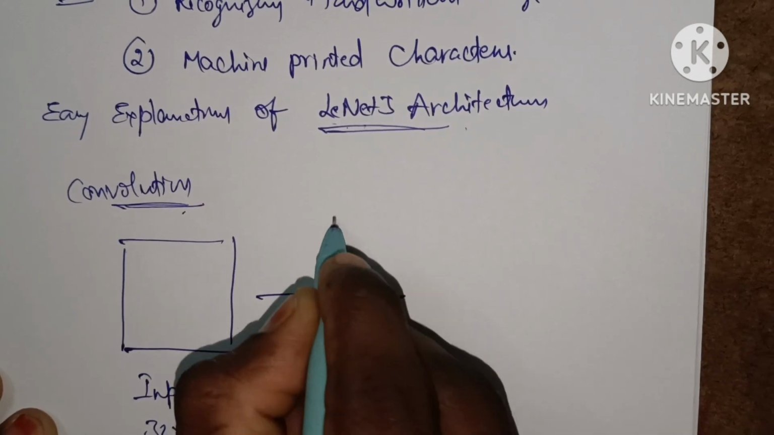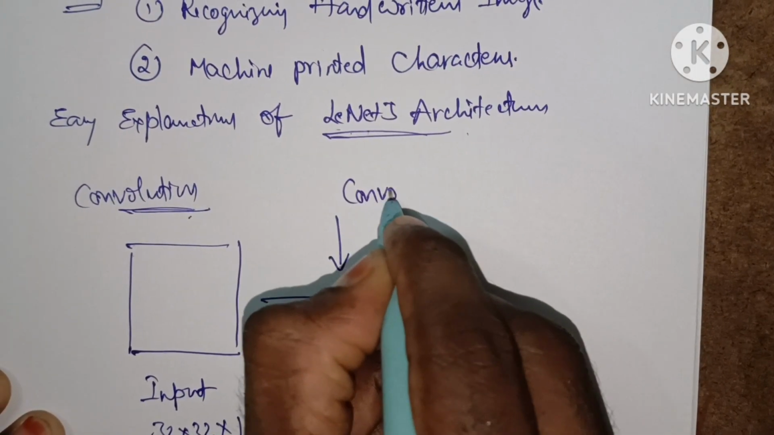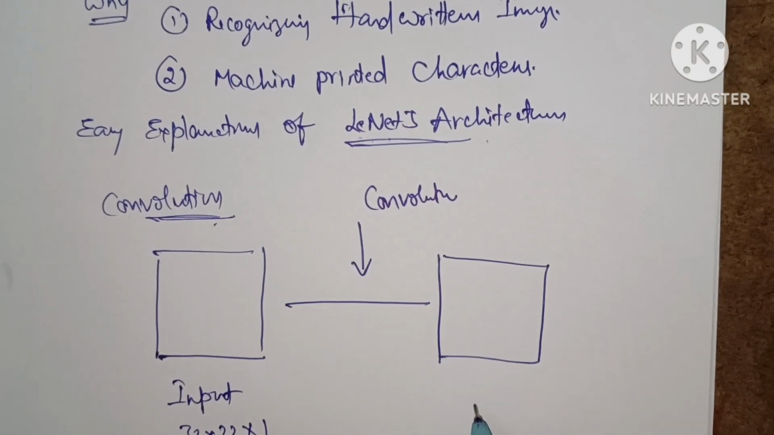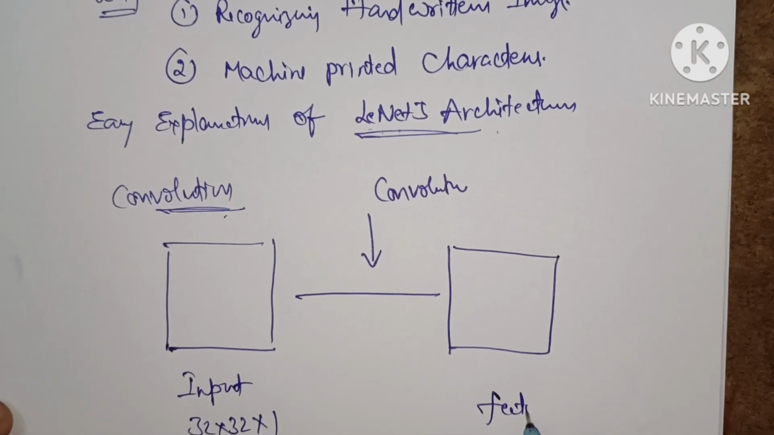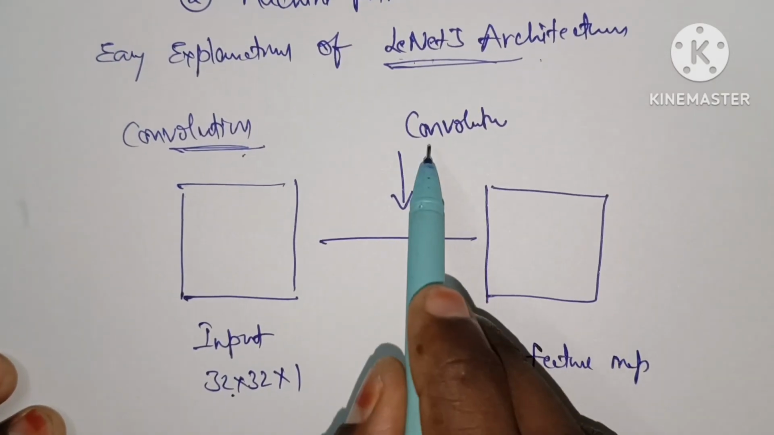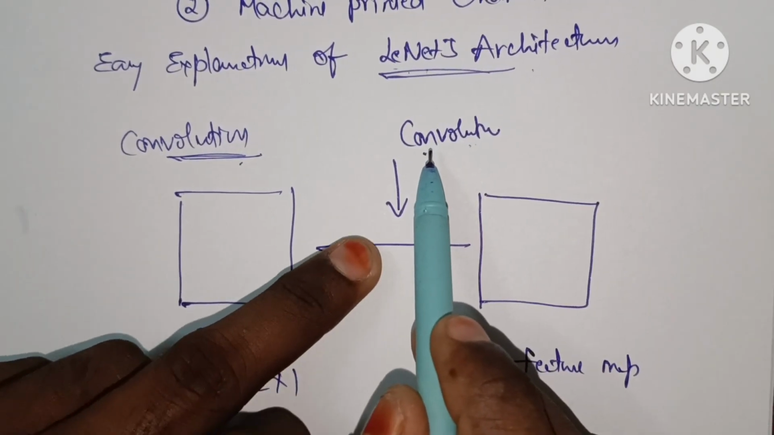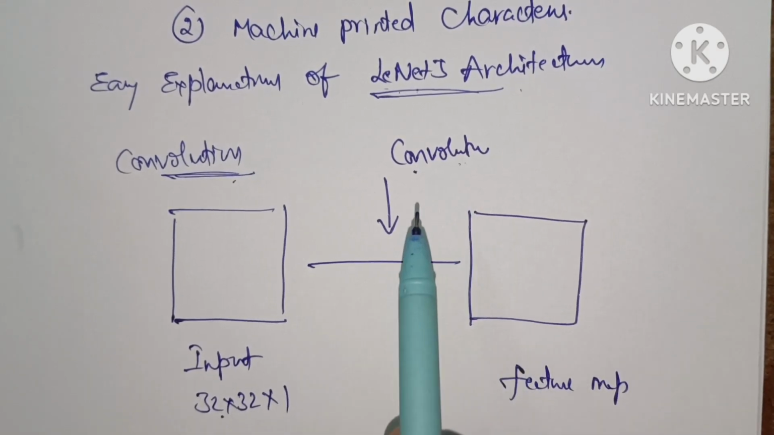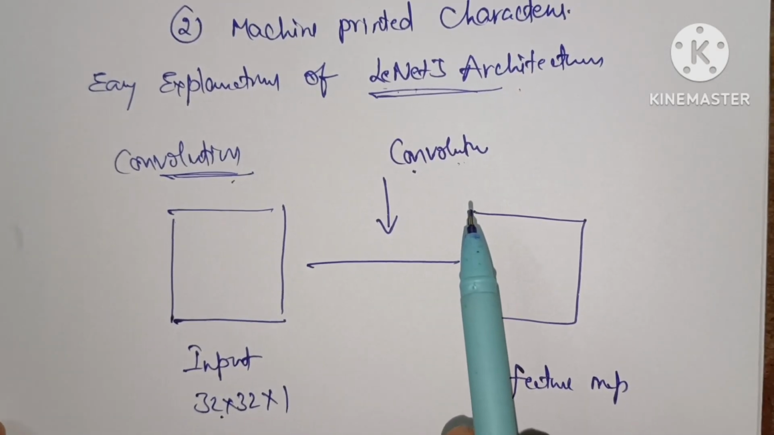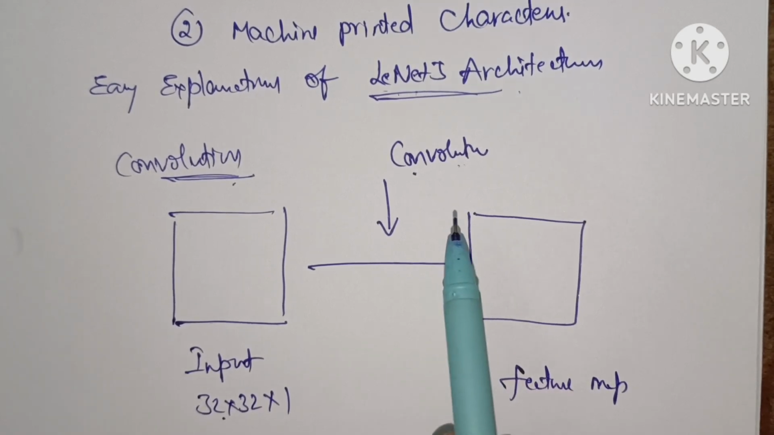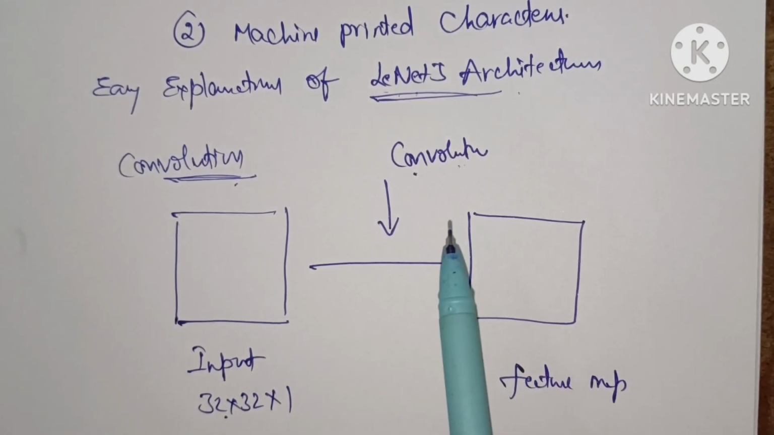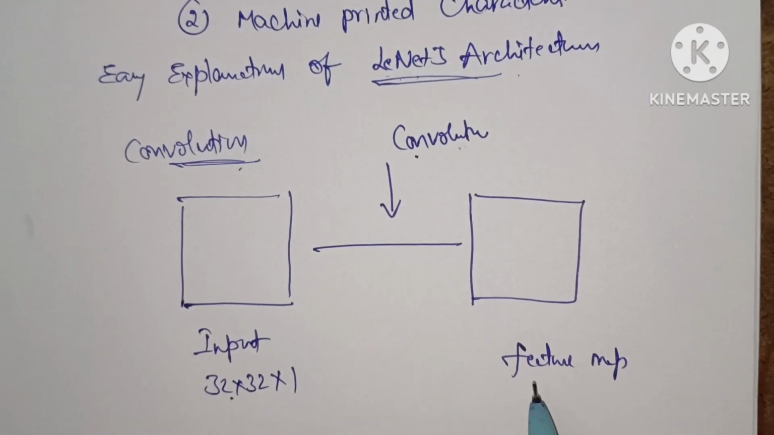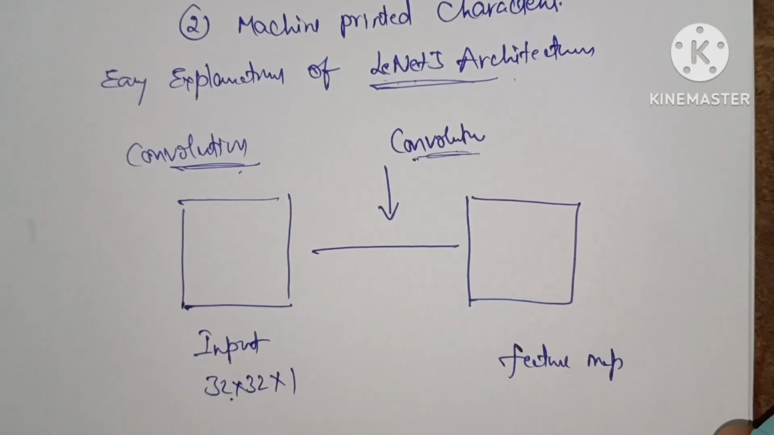Now we are applying a convolution operation on this image. Finally we get some output image. This output image is called a feature map. So how is the convolution applied? If you want to know more about convolutional neural network architecture, watch my previous video. I will provide the link below. Is it clear?